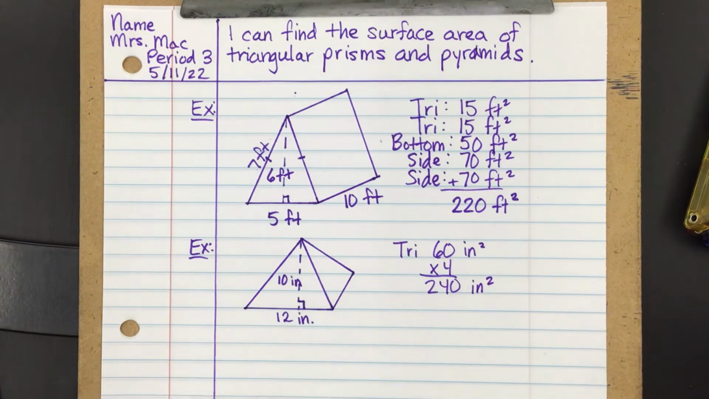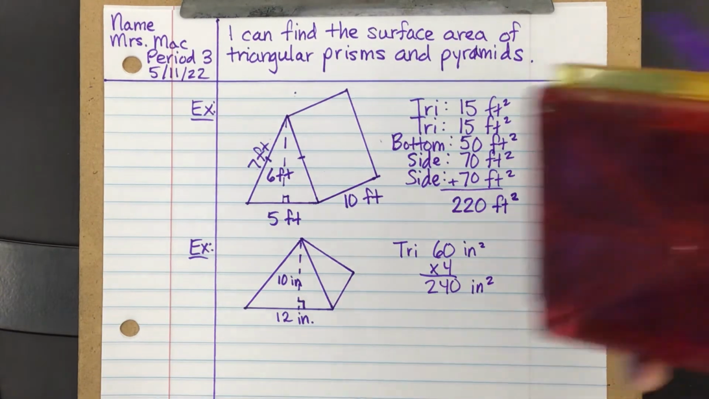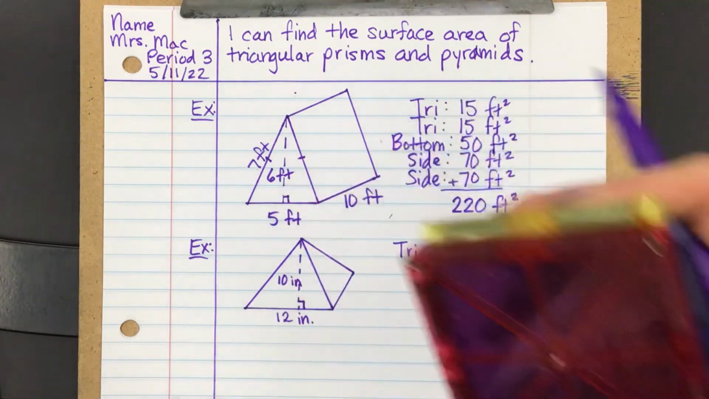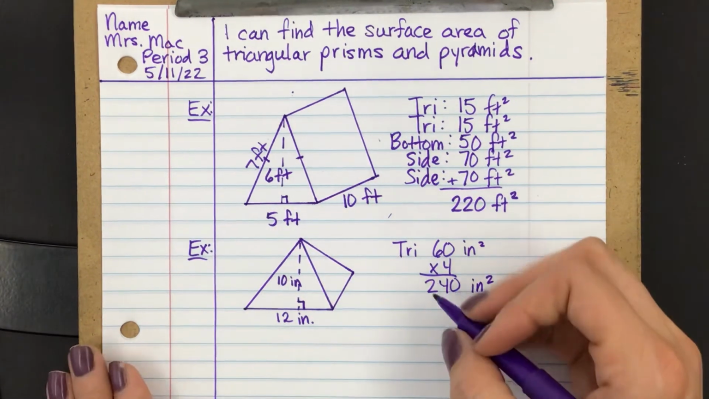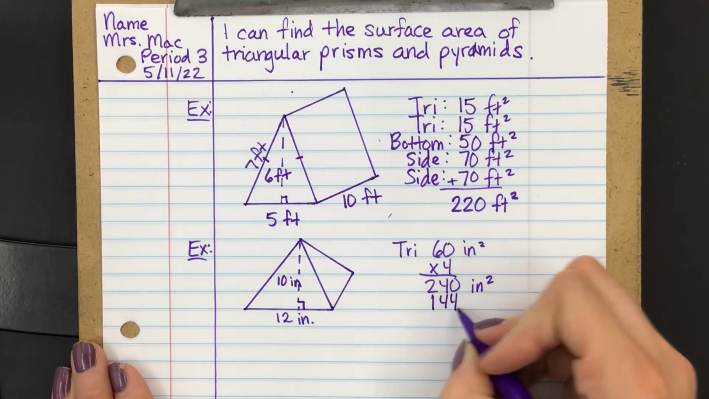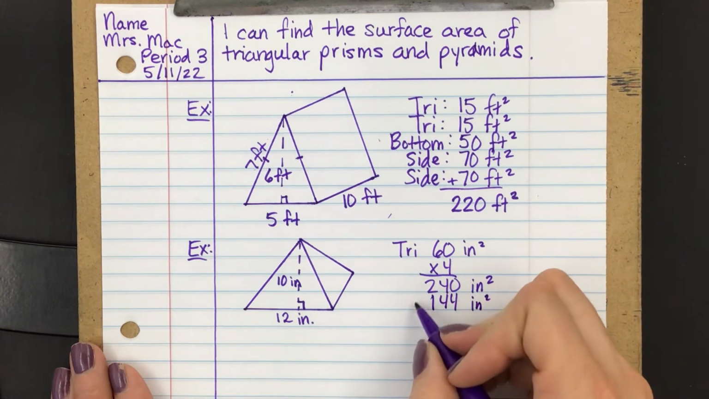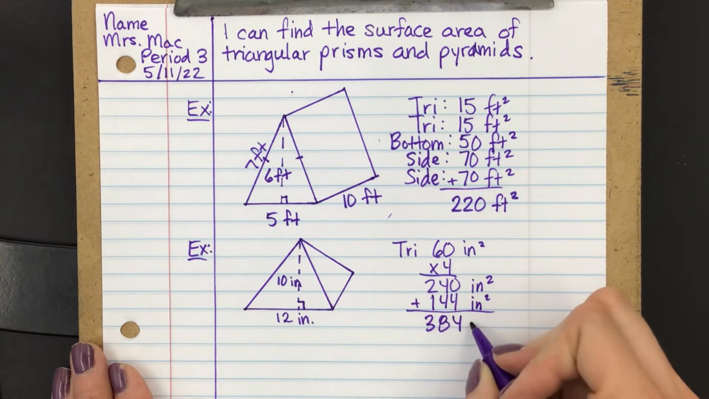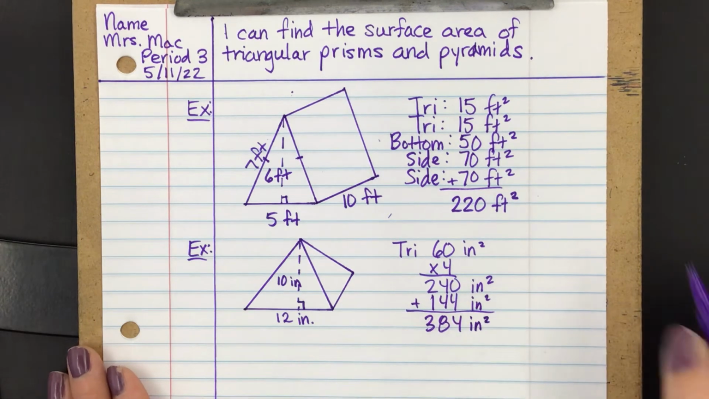Okay, and then I have to find the area of the square on the bottom. If one of the lengths is 12, then it's just a 12 by 12. So 12 times 12 is 144. And then you just add it up.